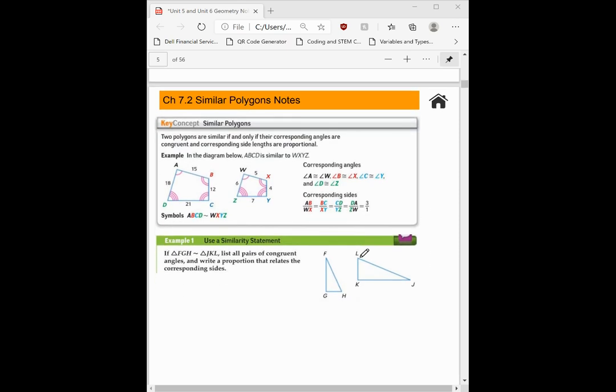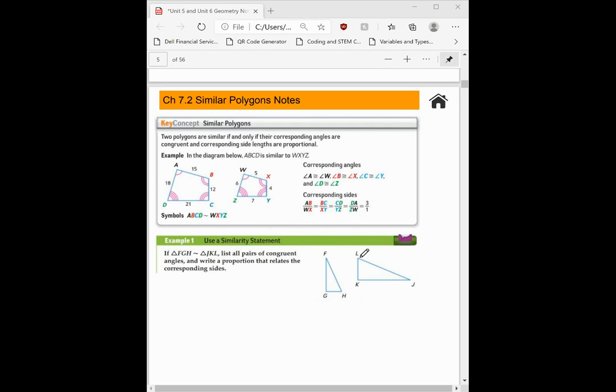Hi guys, we're going to start chapter 7.2 notes, which is over similar polygons. So let's first start with the key concept about similar polygons. Two polygons are similar if and only if their corresponding angles are congruent and their corresponding side lengths are proportional.